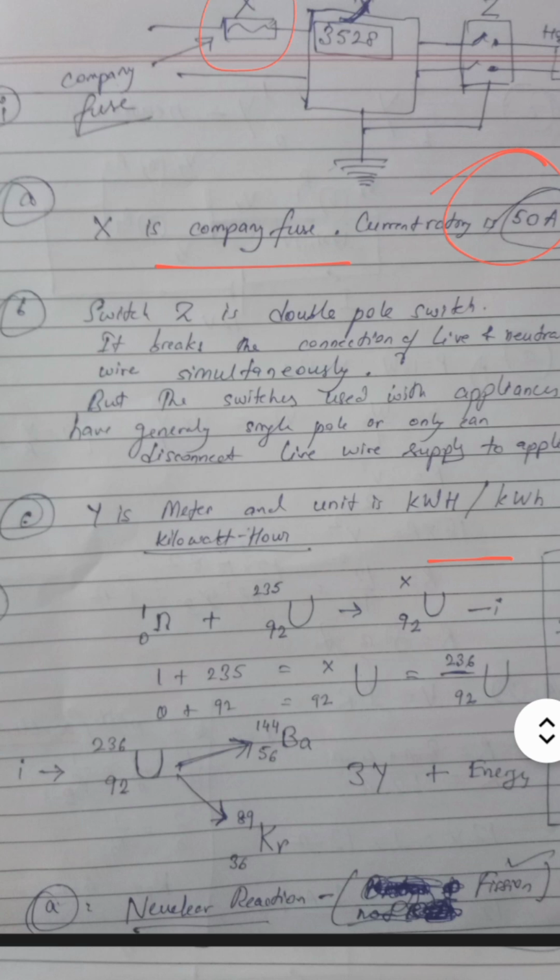Question number C. What is the unit of the physical quantity displayed in Y? Y is actually a meter and its meter reading is in kilowatt hour. So for the meter reading, the unit is kilowatt hour.